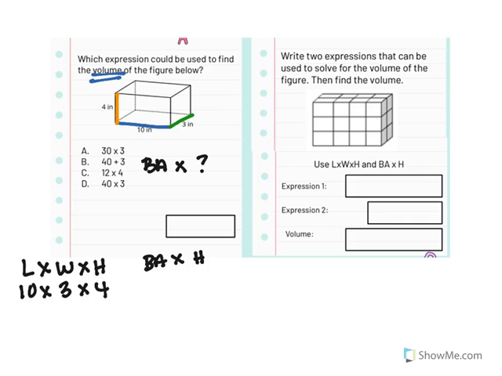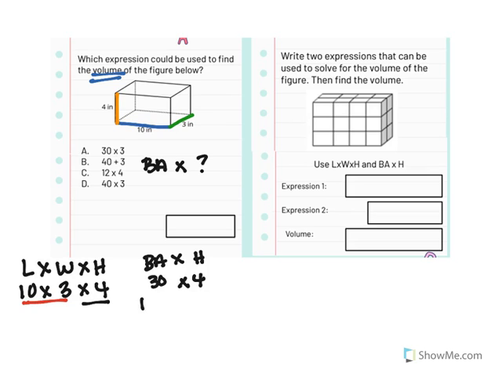Let's first try a base area times height formula. If I'm multiplying by height, that means my third dimension, height, is 4. And then we multiply the other 2 dimensions, 10 times 3. 10 times 3 would give us 30. So we would have 30 times 4. I don't see 30 times 4 as an answer choice.